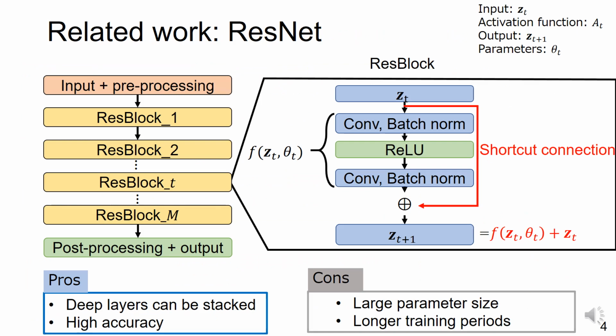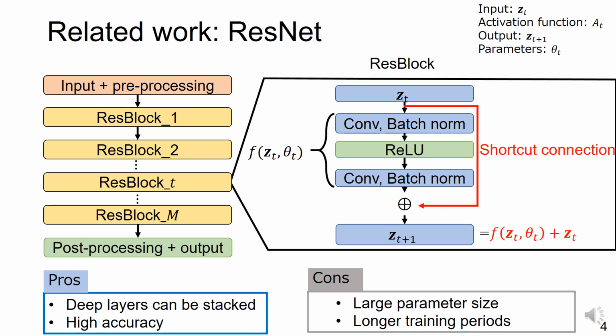ResNet is a deep learning-based image recognition method, and the architecture consists of three components: input and pre-processing, building blocks, and post-processing and output. The right-hand side of the figure shows the building blocks. The advantage of ResNet is that, in addition to the usual forward propagation, the building blocks have a shortcut connection, where the input values are directly added.